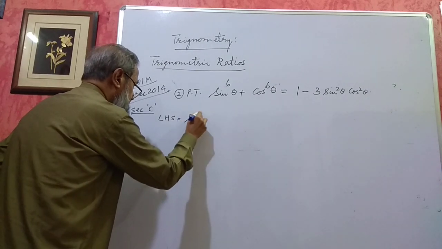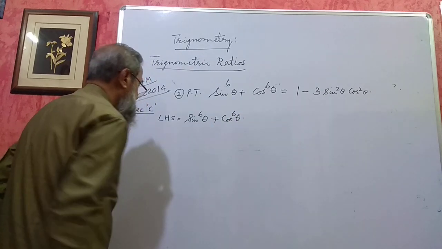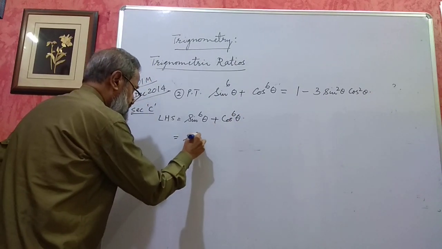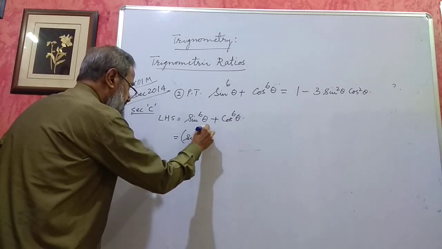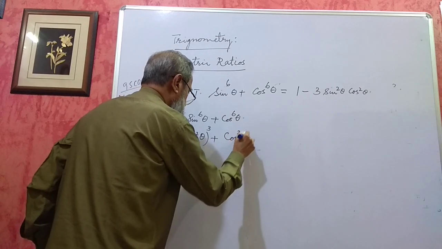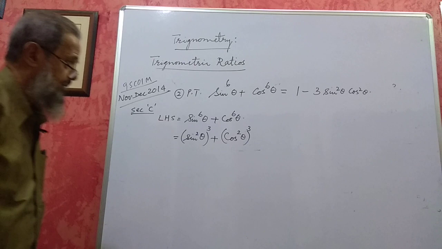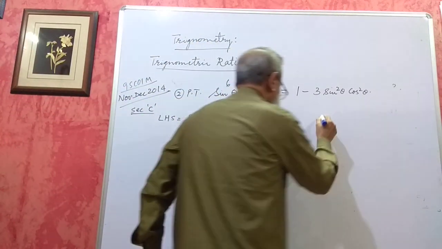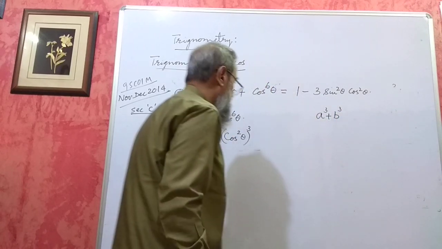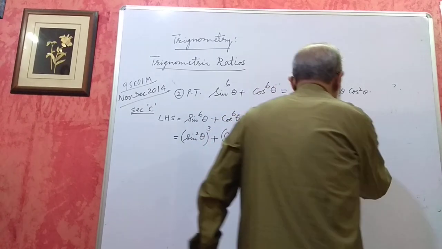Sin to the power of 6 theta plus cos to the power of 6 theta. Now, what I do is sin square theta the whole cube plus cos square theta the whole cube. Now this is of the form a cube plus b cube. Now this a cube plus b cube can be factorized.